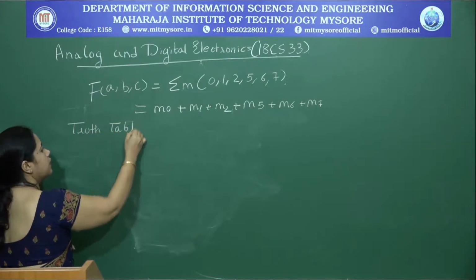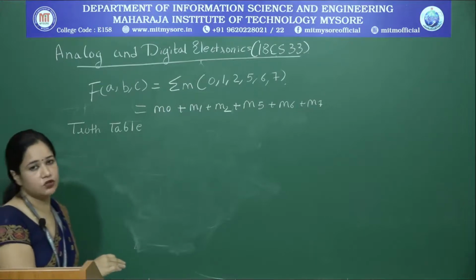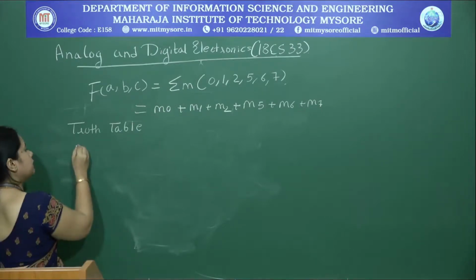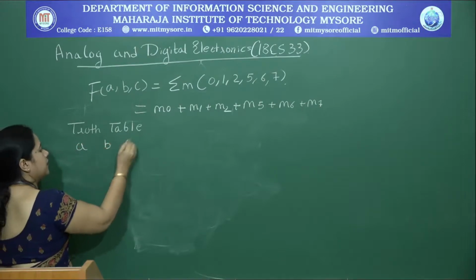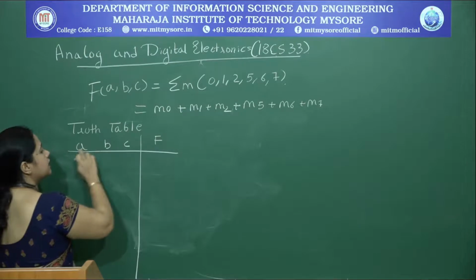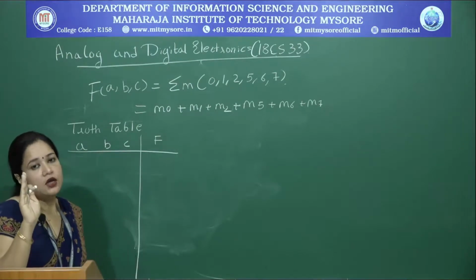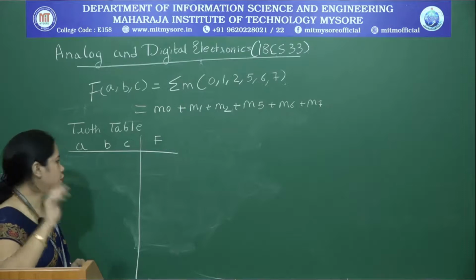Truth table is a table which has output for all possible values of its inputs. So here the inputs are A, B, C, and the output is F. Because there are three variables, how many possible combinations do we have? We have 2 power 3, 8 possible input combinations.